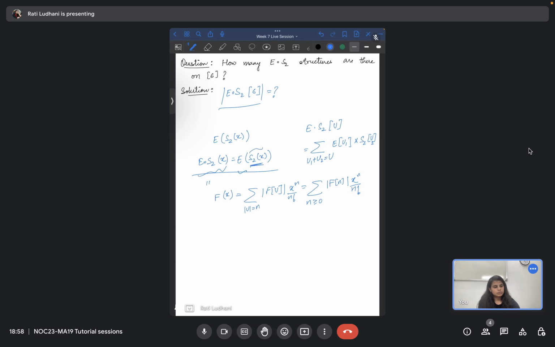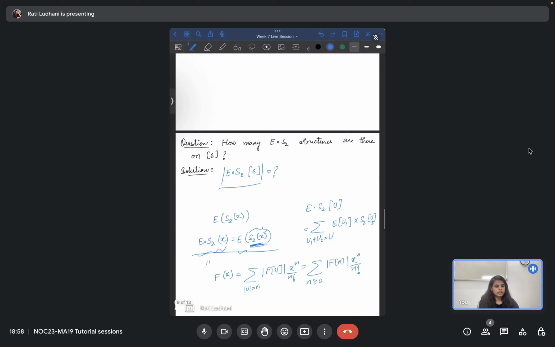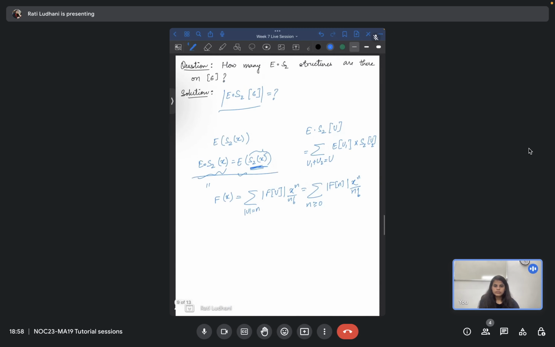So what you can do is first calculate the exponential generating function for S2, and also of E, which we did earlier, I guess. No, it was for x. So for E we can do that, and then we can do the composition. Then we can check from this value and get this coefficient. So this is one way.